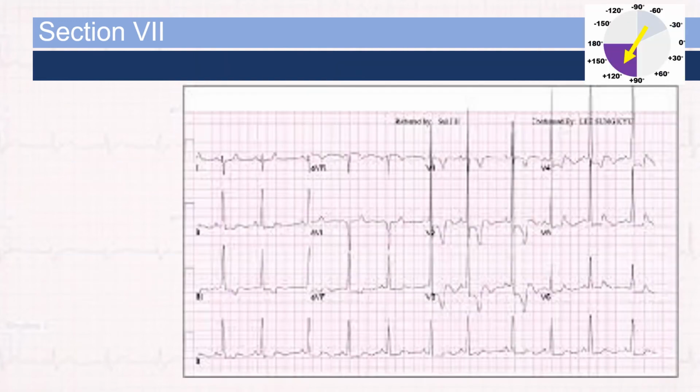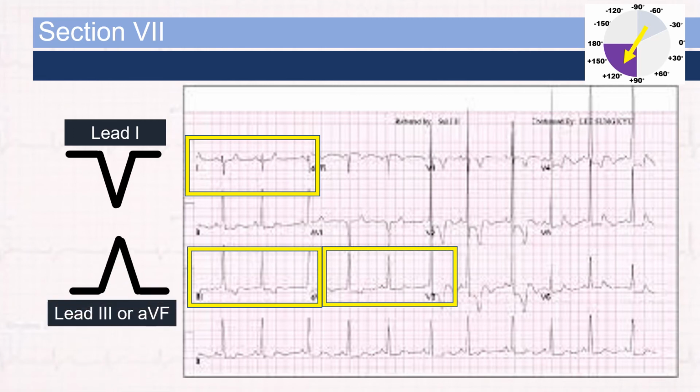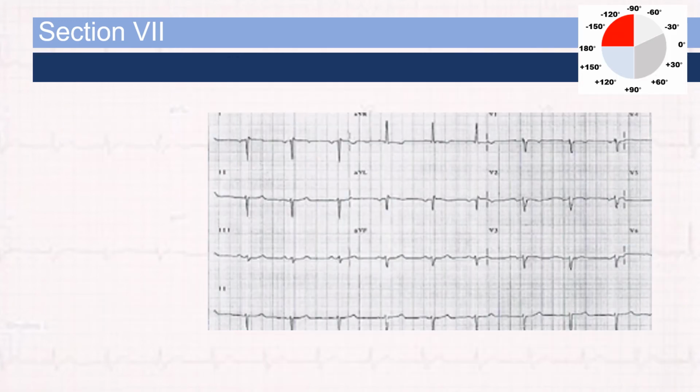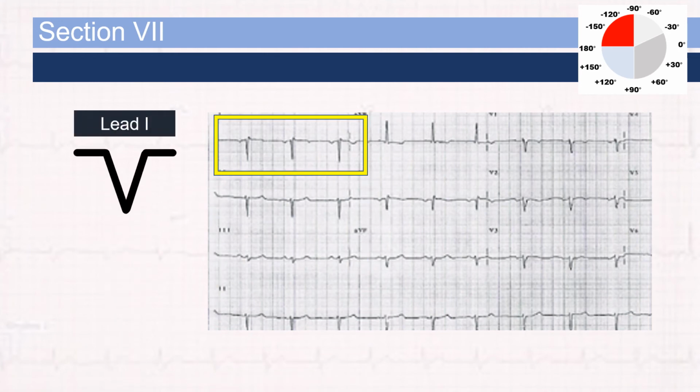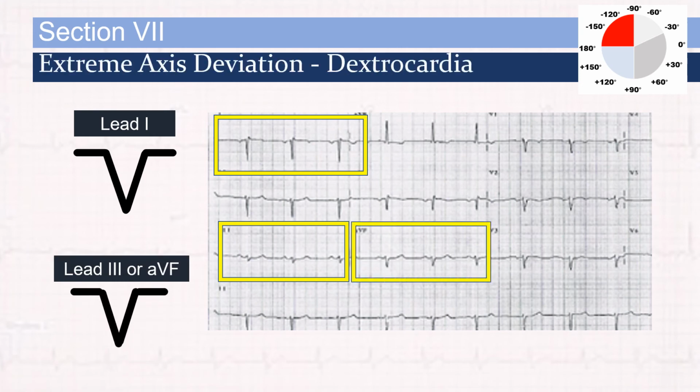Let's take a moment to look at this 12-lead EKG. In lead 1, the QRS is primarily below the isoelectric line, and in lead 3, the QRS is primarily above the isoelectric line. This pattern is consistent with right axis deviation. Let's take a look at this 12-lead. In lead 1, the QRS is primarily deflected downward, as with lead 3 and AVF. This is considered extreme axis deviation. In this particular case, this is the 12-lead from a patient who has dextrocardia.